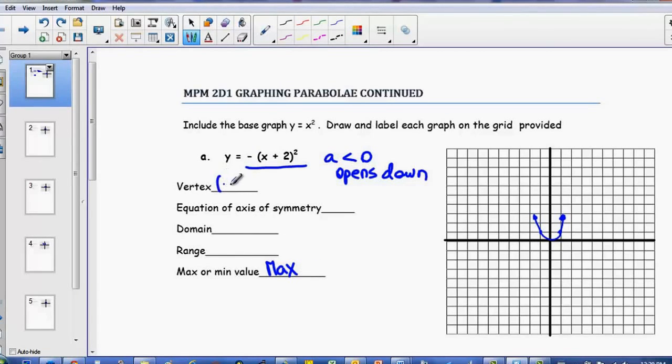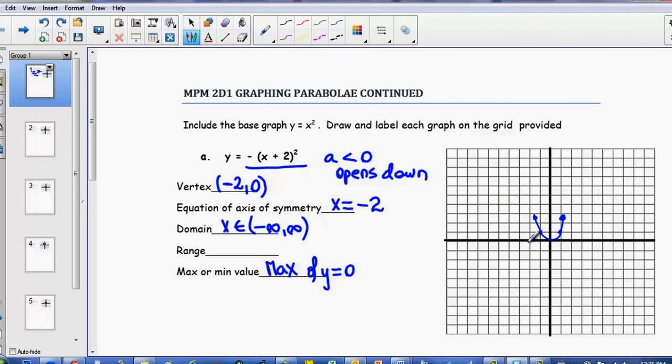Now looking at the function, we have x plus 2. And we learned that when we have a plus inside the bracket, the h value is negative, which means the vertex is negative 2 and 0. And the axis of symmetry will be x equals negative 2. Based on this information, we can deduce that since the function is not moving along the y-axis, the maximum value will be 0.